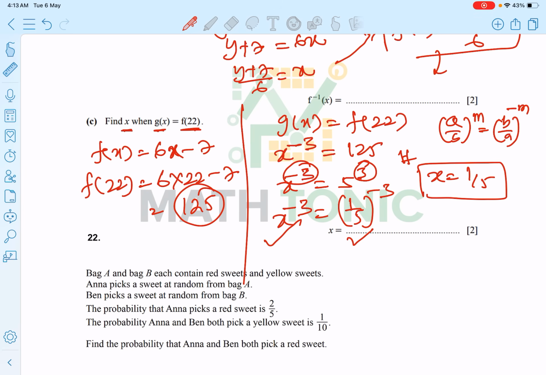Did you get it, everyone? Again, I'm saying if you find it very difficult, do comment. I will try to explain again.